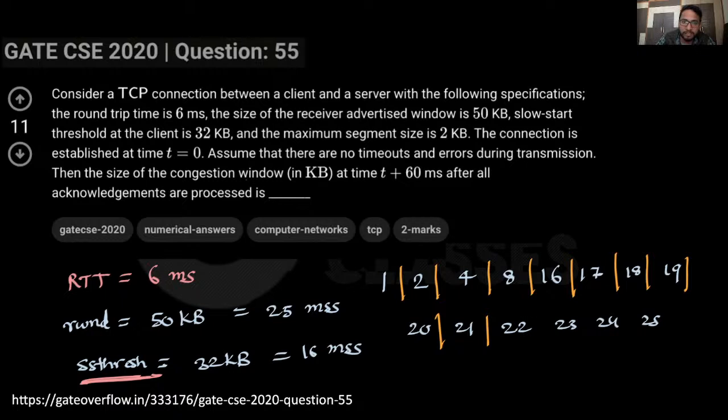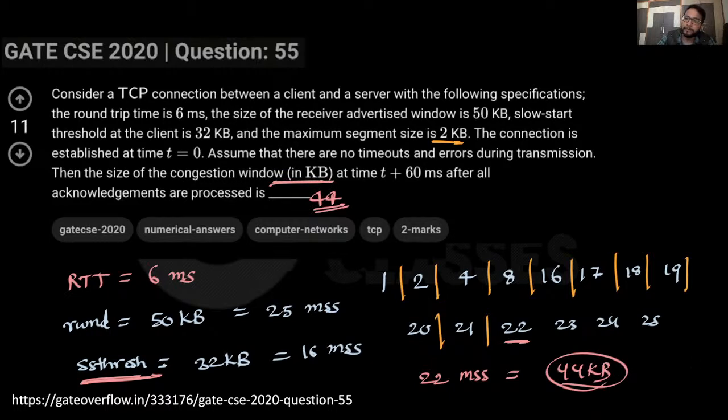What they are asking is the size of the congestion window. They have given the segment size as 2 KB, so 22 after 10 RTTs means 22 MSS, which is 44 KB. They are asking in KB, so it should be 44. Very easy question, right? Since there is no congestion, you do not need to worry about it.